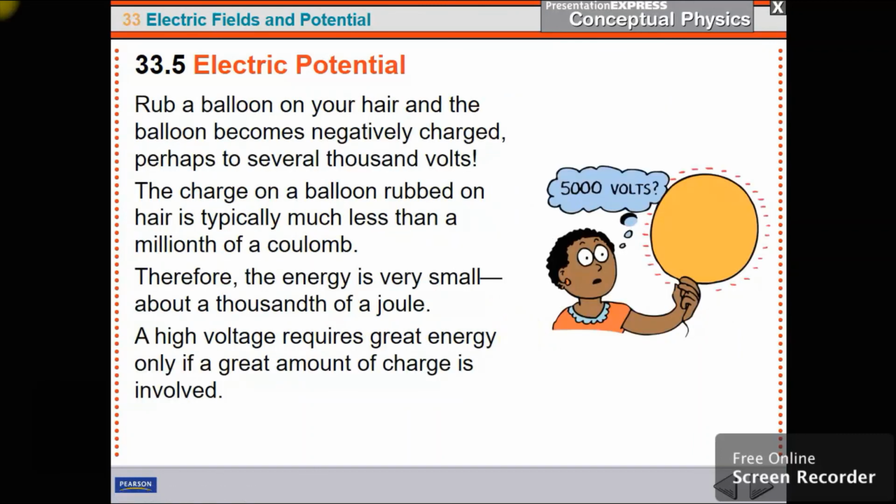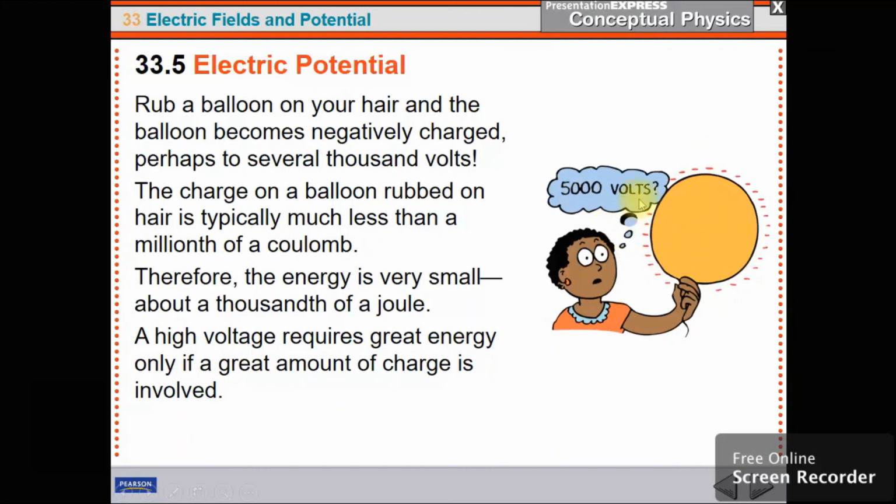So here we are back at the old balloon on the head. Everybody loves that trick. You probably know that, I've heard that 110 or 120 volts comes out of the wall socket, and that's definitely enough to kill you. But if you rub a balloon on your hair and the balloon becomes negatively charged with all those electrons, how many volts are on there? Yeah, it can be several thousand volts.